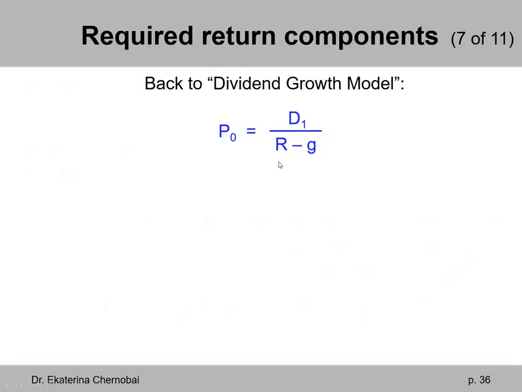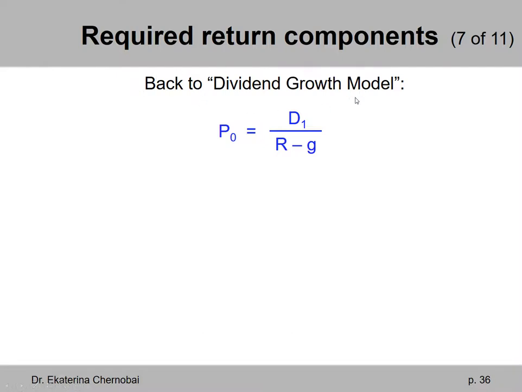Now that we know that the return has two components, the dividend component, dividend yield, and the price change or the capital gain component, let's go back to what we had earlier in this chapter, the so-called dividend growth model. The dividend growth model was that pattern of dividends that implies a growth in the company. So the dividends were increasing by a constant rate every year in perpetuity.